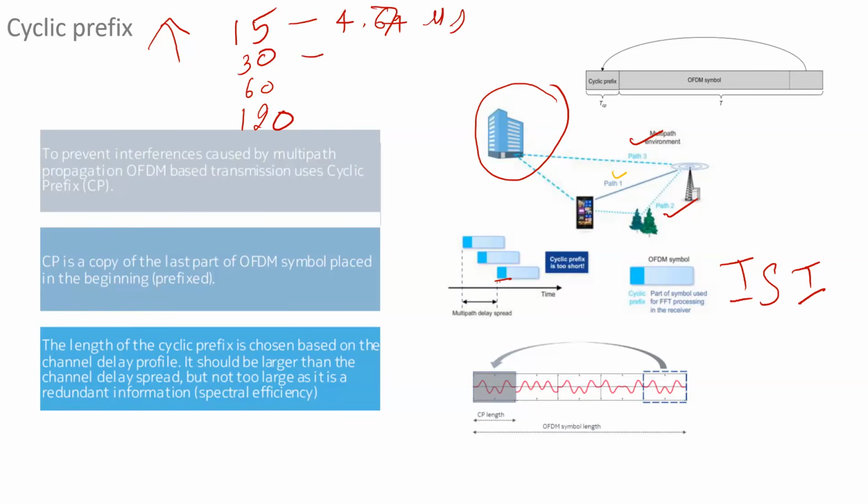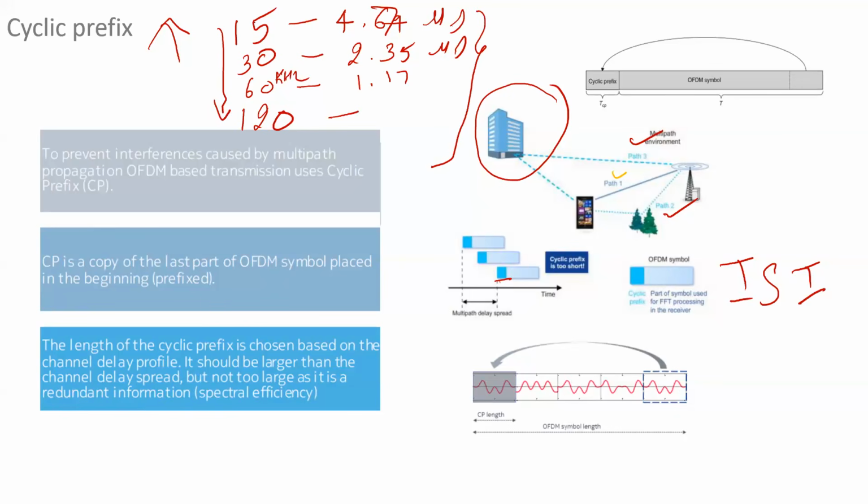In case of 30, it will be reduced to half. That will be 2.35 microsecond. In case of 60 kilohertz, it will reduce to half again, to 1.17, and again half, right? So the cyclic prefix will also reduce as we increase the subcarrier spacing. At this moment, just remember, the larger the subcarrier spacing, the shorter the cyclic prefix.